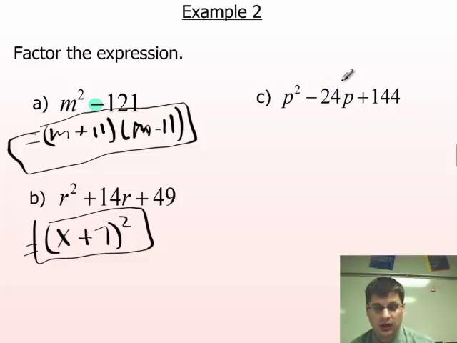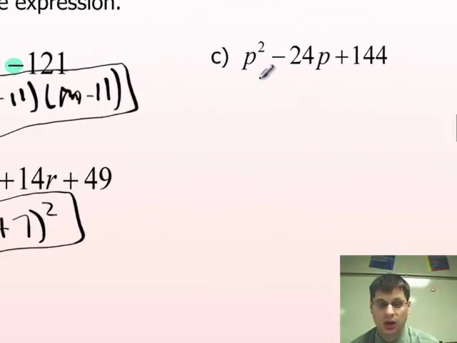Well, 2 times the square root of 12, that's 24, and then the square root of p squared is p, and it checks. But check the signs. Here I have a minus and a plus. That works out. As long as it's not a minus and a minus, we're good.